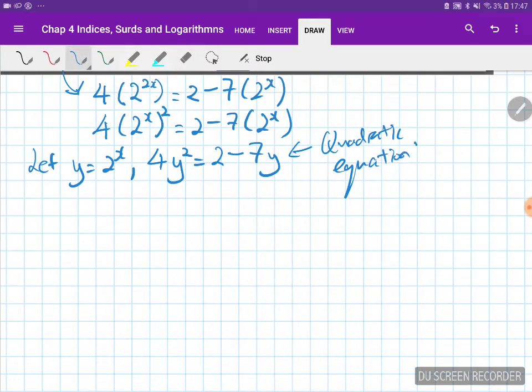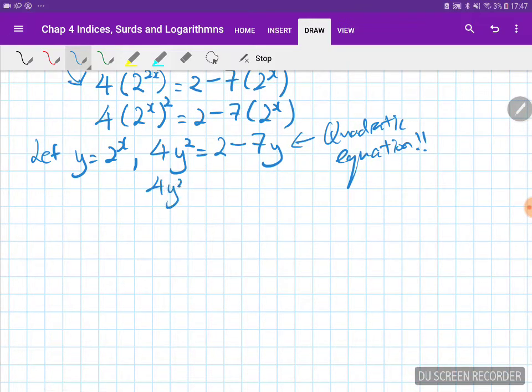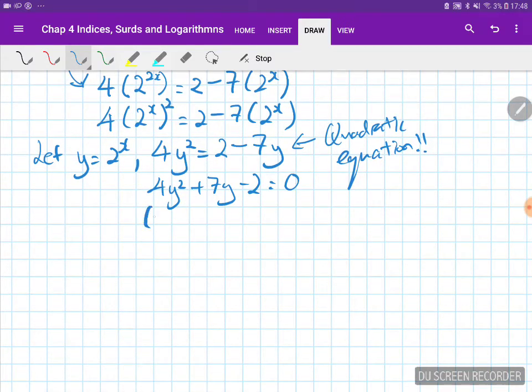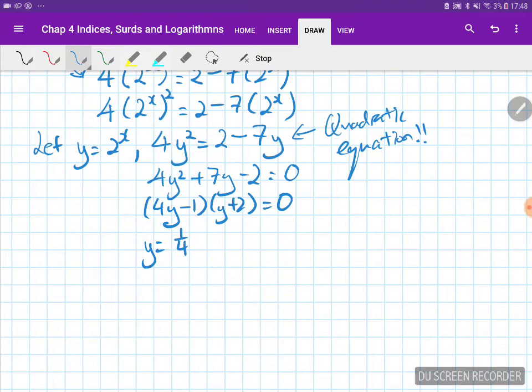Quadratic equation, right? Do you know how to solve quadratic equation? Of course you know. So 4y squared plus 7y minus 2 equals 0. And then what you do next? You can either do factorization or you can use the quadratic formula. Let's say I'm going to use factorization. It will be 4y minus 1 times y plus 2 equals 0. So y equals 1/4 or y equals -2.